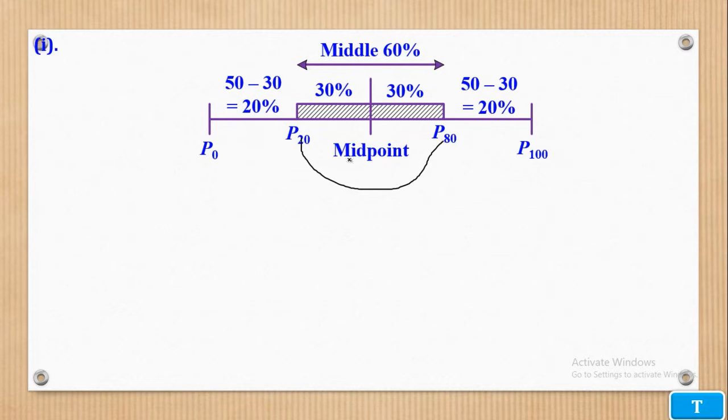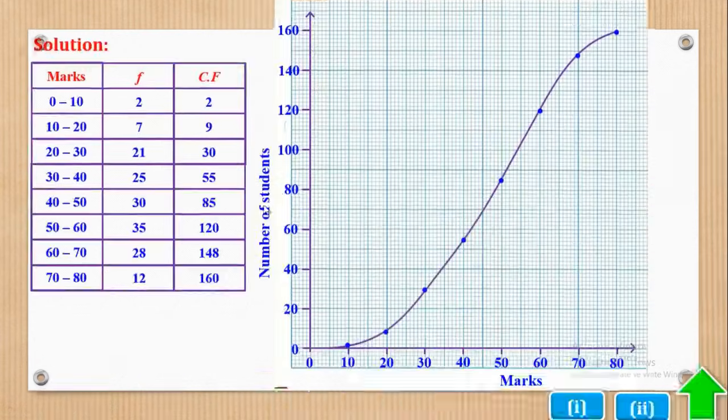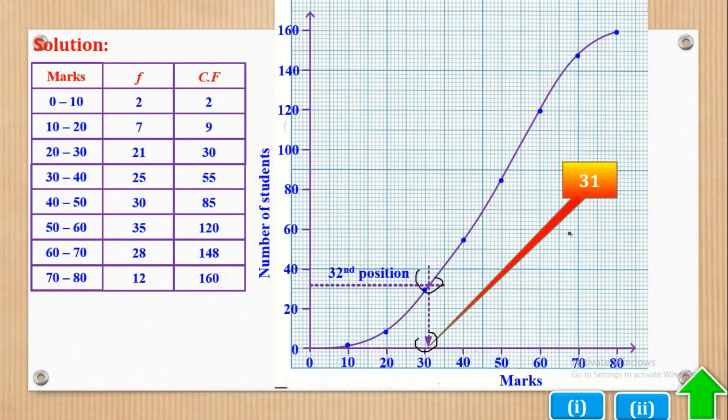So we have to get P20 and P80, then we subtract the two. That will be the range of the middle 60%. So let's first get the P20 position. It is 32. Therefore, we shall go on our graph and locate 32 on the vertical axis, to meet the curve here, then draw a perpendicular to meet the horizontal axis at that point. Then read off that value, it will be 31, and that will be your P20.